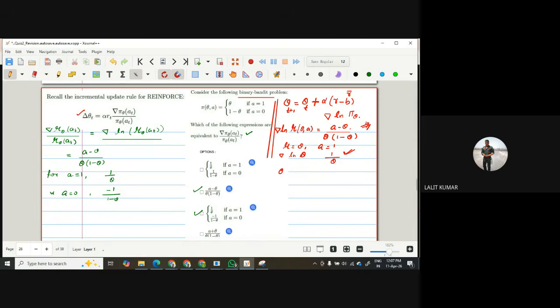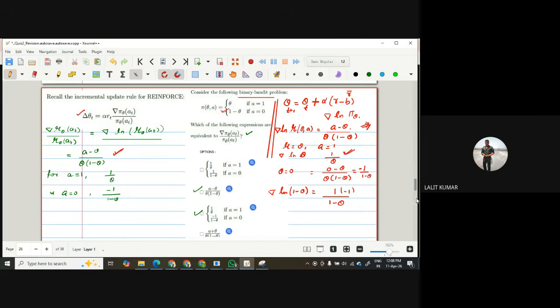And when a is equal to 0, this becomes (0 minus theta) over theta into (1 minus theta), which is equal to minus 1 over 1 minus theta. So this is also correct. When you take the gradient of the logarithm of 1 minus theta, it becomes minus 1 over 1 minus theta. So please remember this formula, that in case of a binary bandit problem, this is the one. I have written it here also.